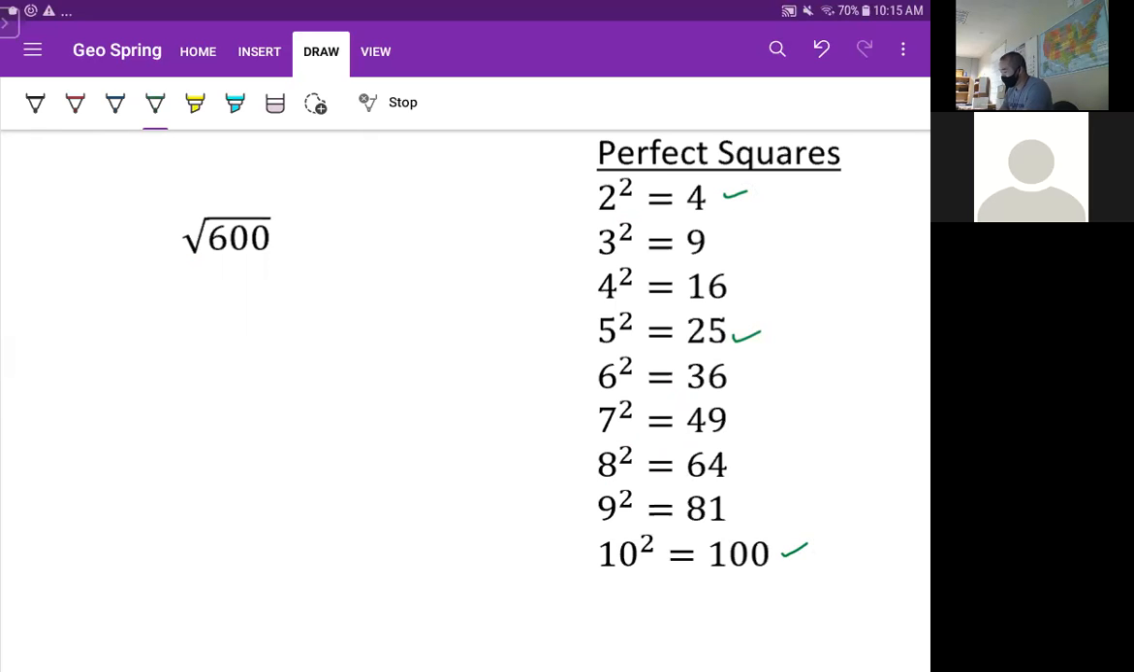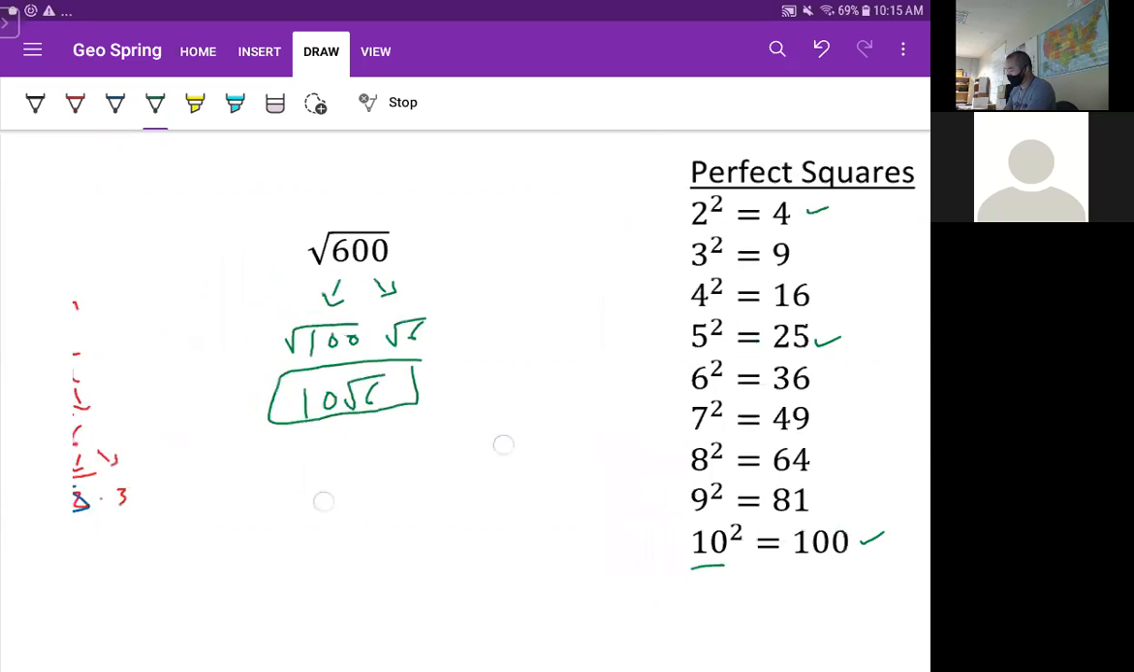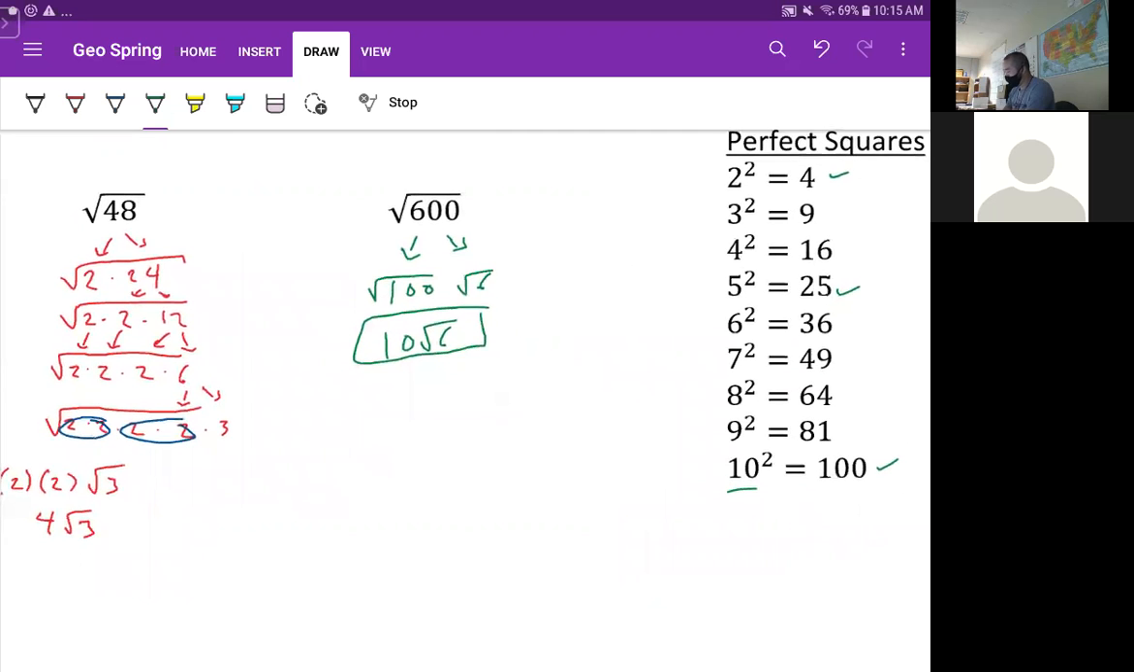So let's do this. 600, the biggest one it breaks down into is 100 times 6. So square root of 100 is 10. So 10 square roots of 6 is the answer. That's it. If you do the fast way for these other ones, look at 48.